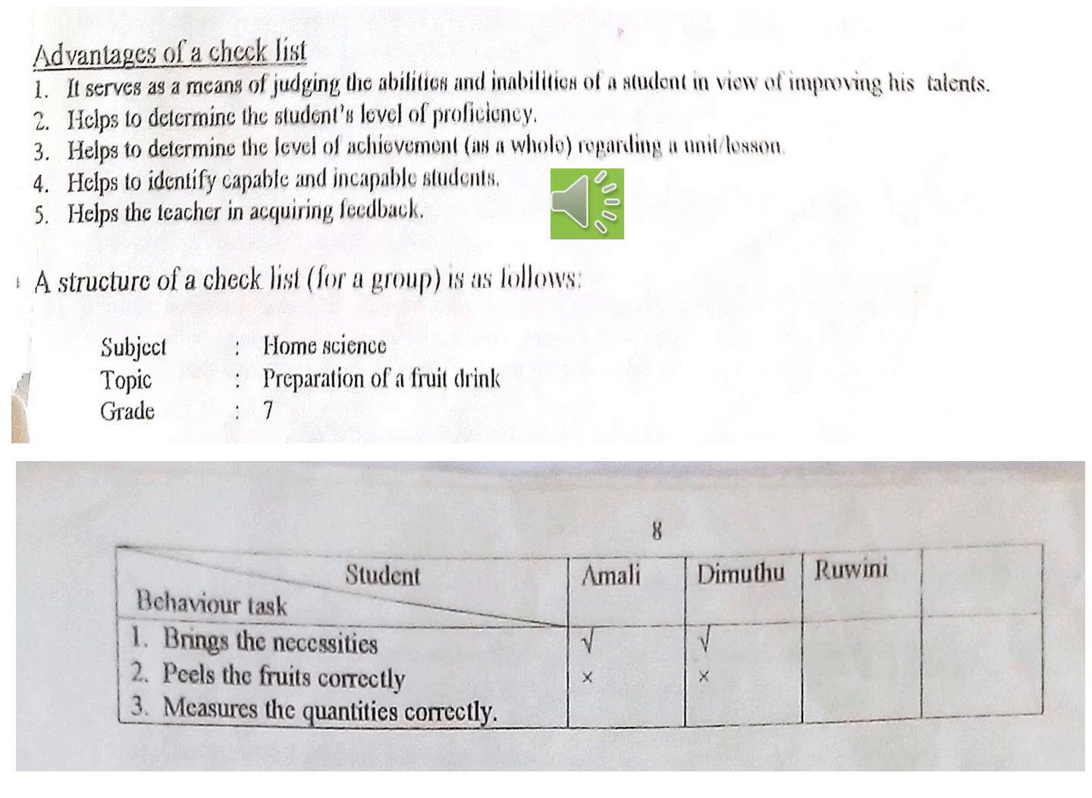What's the first one? Brings the necessities. Amali, she has brought all the necessities. So, group wise, group A students, they have brought all the things that they are required. Then they peel the fruits correctly. Can or cannot. Measures the quantities correctly. You can't add more salt. Likewise, measures the quantities correctly. Then you can put correct or no. This way you can assess. So that is the end of the checklist.